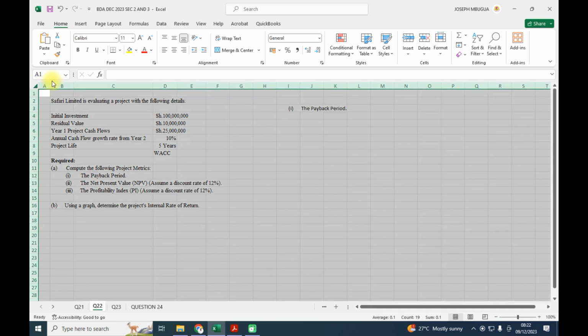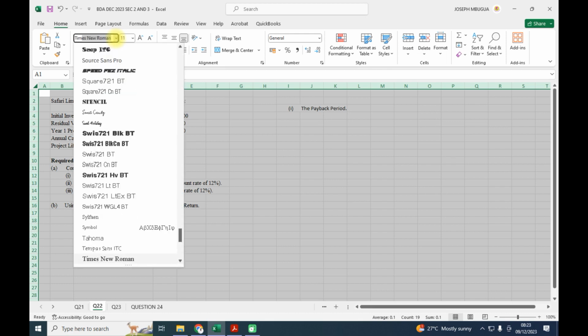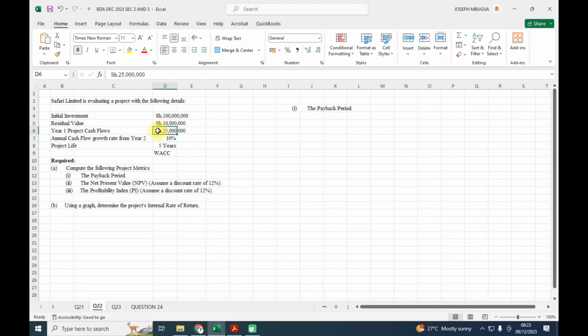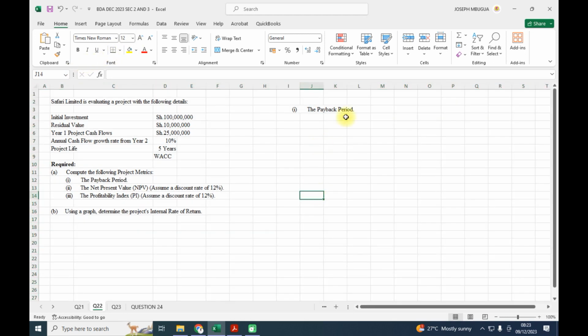Let me first highlight these. Normally like using the font 12, the Times New Roman, and in this case I just need to say this one they were using. Okay, so we need font 12 so that it can be visible, that way. So I need to get the payback period.